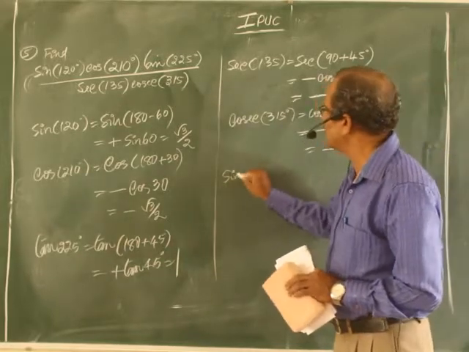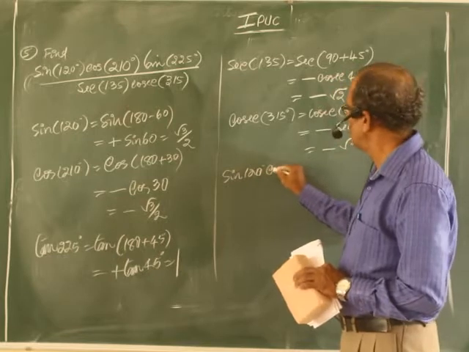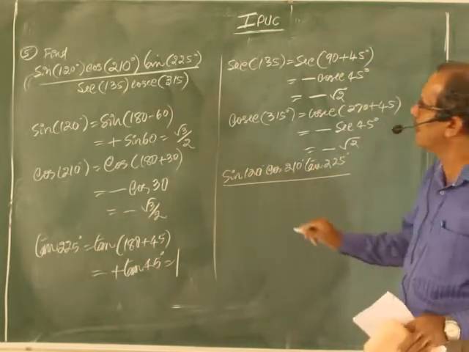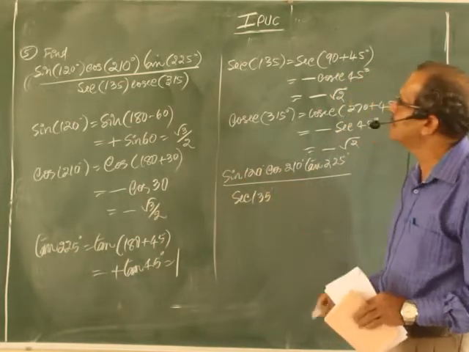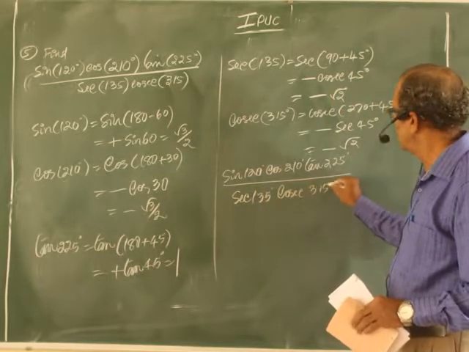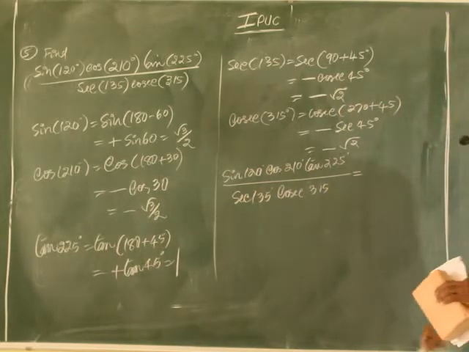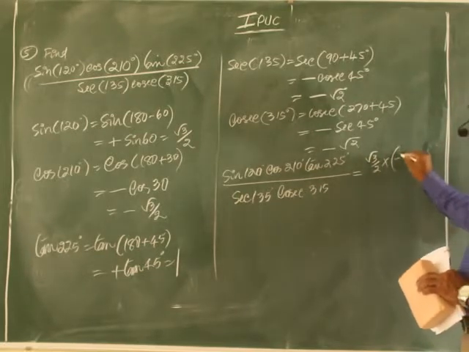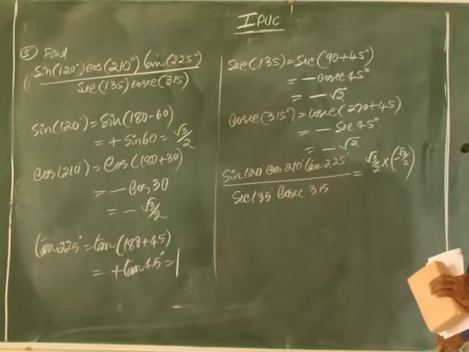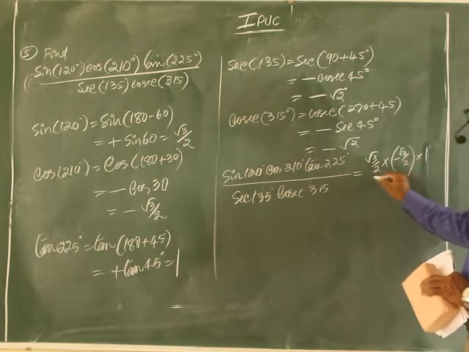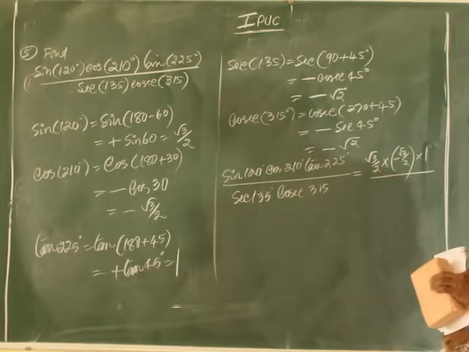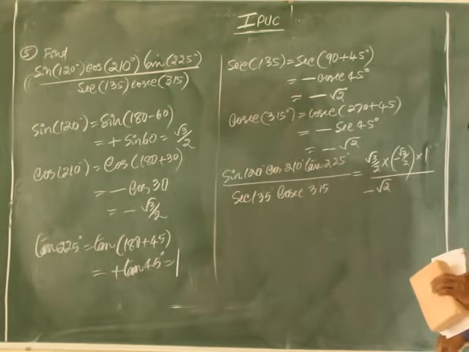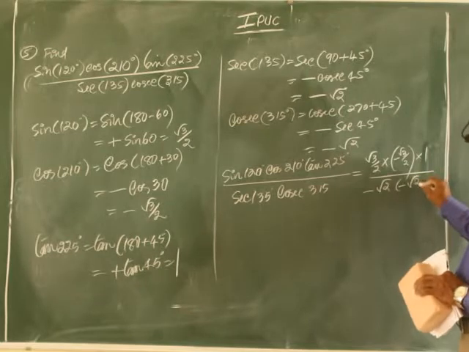Finally, come to the expression: sin 120 cos 210 tan 225 divided by secant 135 cosecant 315 equals sin 120 is root 3 by 2, into cos 210 is minus root 3 by 2, into tan 225 is 1, divided by secant 135 is minus root 2, cosecant 315 is minus root 2.